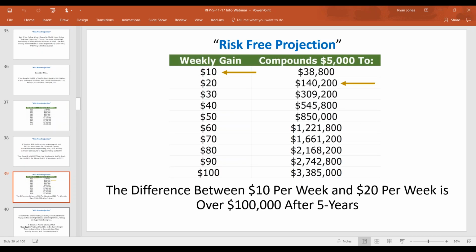And just to show you the power of this, if you average $10, that's your first goal, and you achieve it, great.